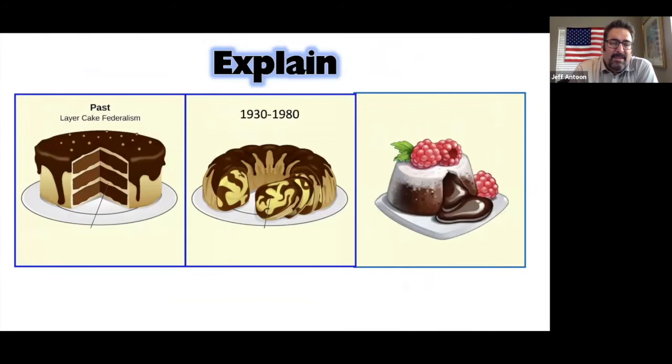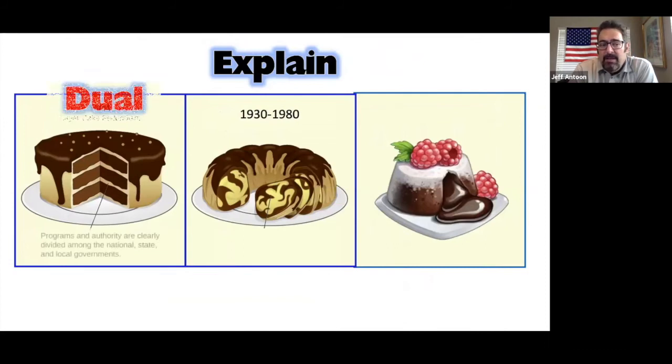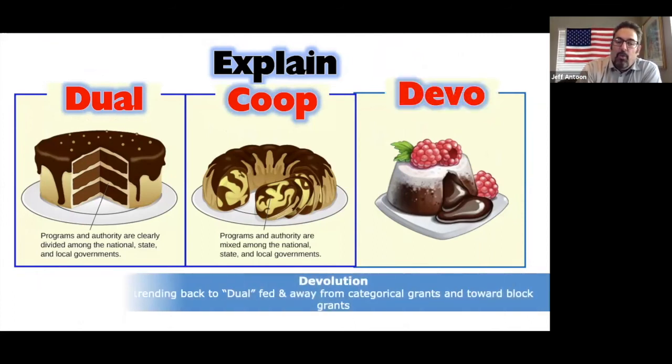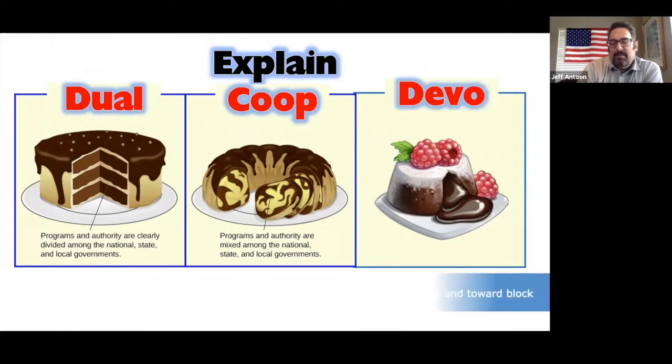Okay, lastly, if I explain these very quickly again, layer cake is programs and authority clearly defined, we know who does what. Marble, they share most of the stuff. Cooperative federalism. And then we use a lava cake as an example for the other one, called devolution. We're going back to dual slowly, but it's still kind of marbly. That was the best one we came up with.